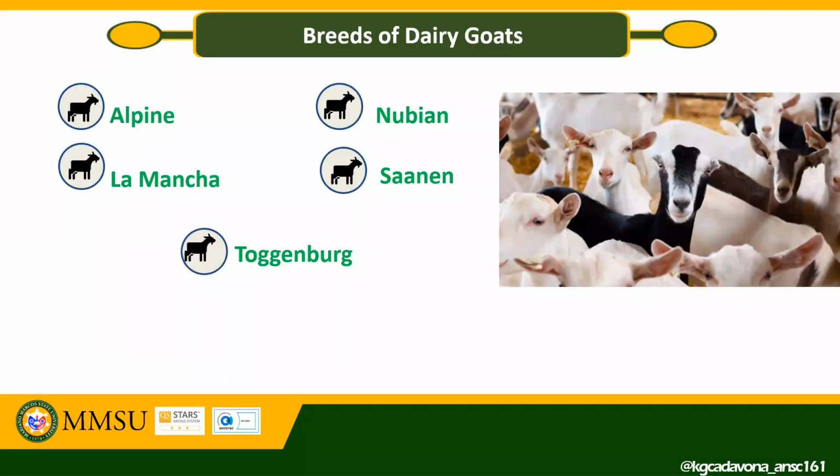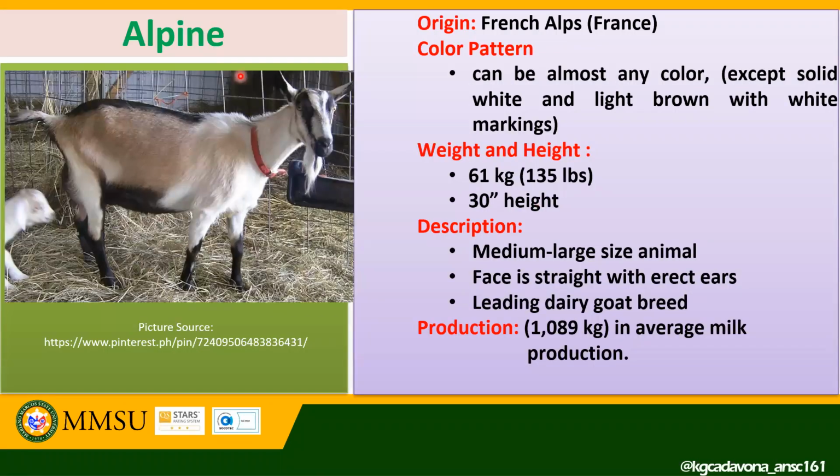Okay, so those are the 6 common dairy cattle breeds. Now, moving forward, we have the 5 common dairy goat breeds. These include the Alpine, the La Mancha, Nubian, Saanen, and then the Toggenburg. First, we have the Alpine, which originated in the French Alps, so in France. For the color pattern, it can be almost any color except solid white and light brown with white markings, because this characteristic is for the Toggenburg breed, which I will discuss later on.